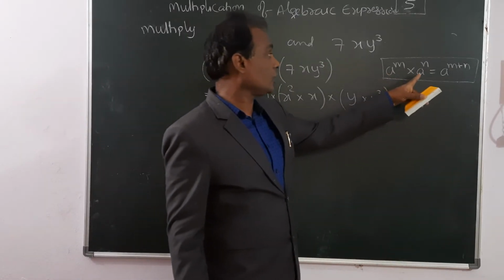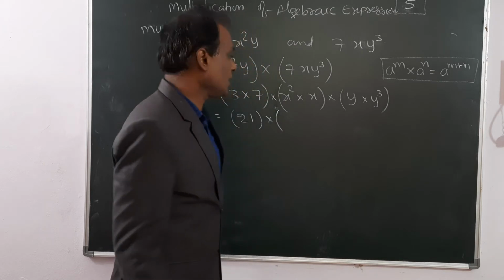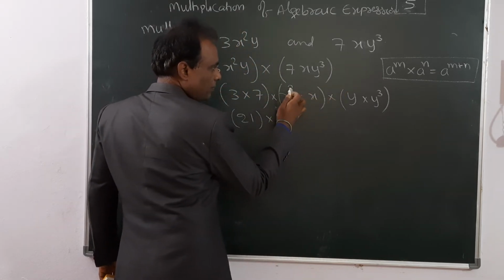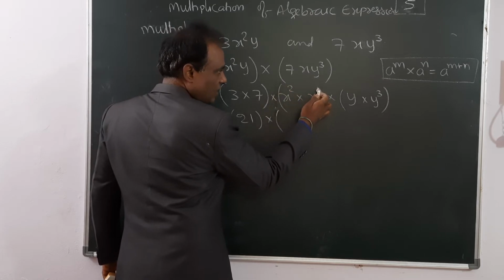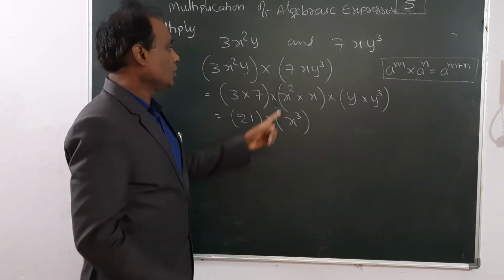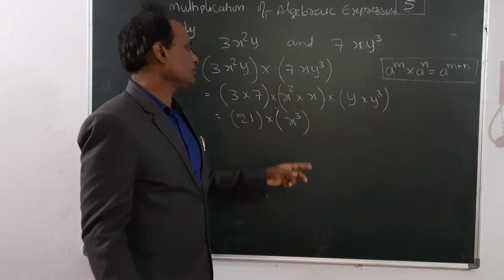Concept: a power m into a power n is a power m plus n. So here also, x power 2, x power 1. Powers are added. 2 plus, what is the power here? 1. 2 plus 1 is 3.